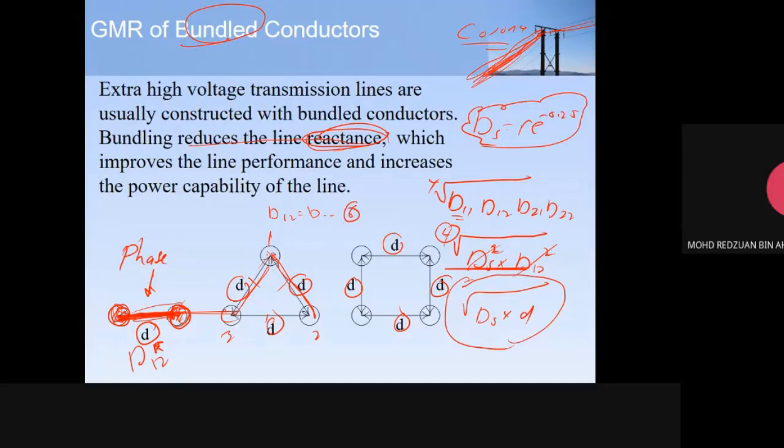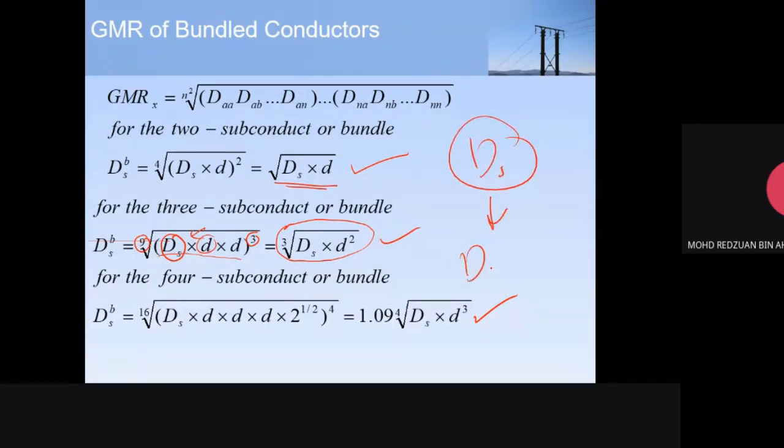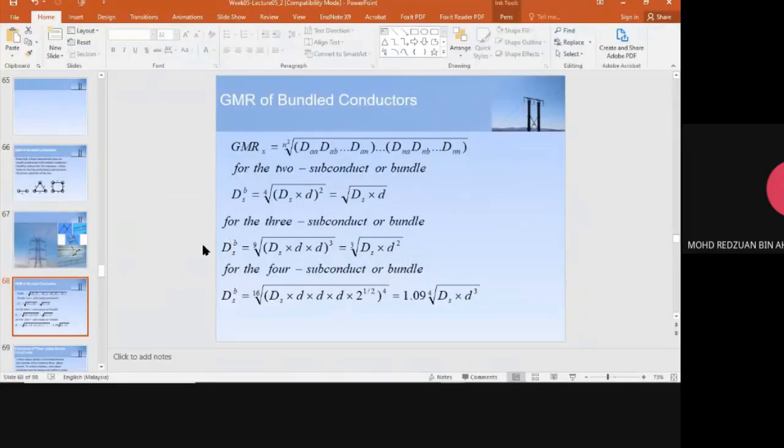6 elements, right? Combination of this one: 1 to 2, 2 to 1, 2 to 3, 3 to 2, 3 to 1, 1 to 3. We have 6 elements. Just put in this equation, you will get this simplification. This is for bundle of 2, bundle of 3. Same goes to bundle of 4. So instead of using Ds, now for the bundle conductor, we use Ds bundle. So you just have to remember this one. We use Ds bundle, to calculate this we use this equation. Later on, we will see when we have to use this bundle.